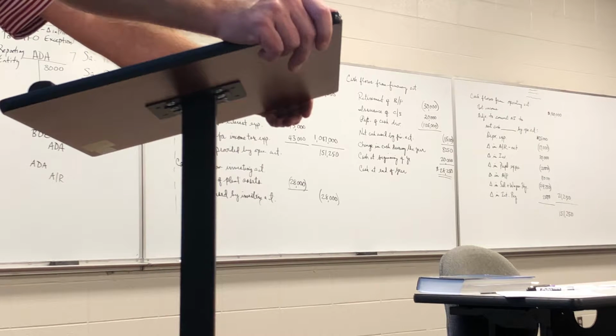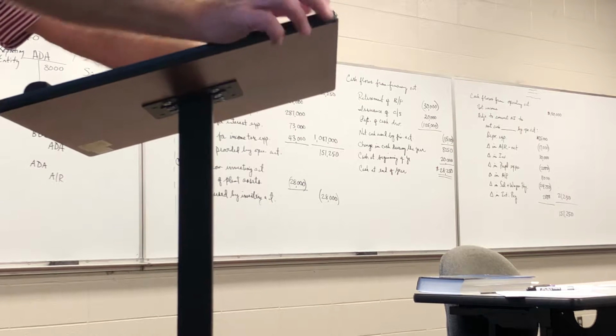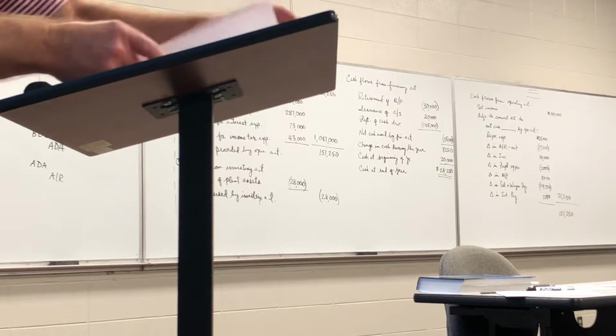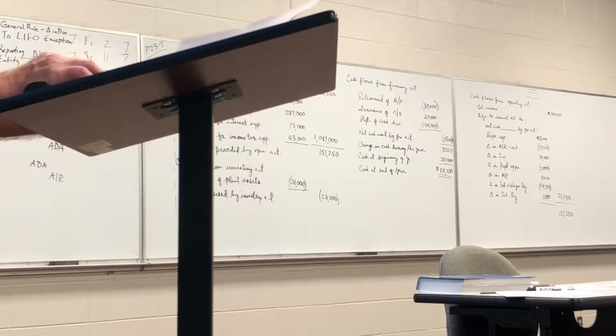And then Roman 5, changes in reporting entity. A, employ the retrospective approach by restating the financial statements of all prior years presented. And B says disclose in the year of change the effect on net income and earnings per share for all prior periods presented.